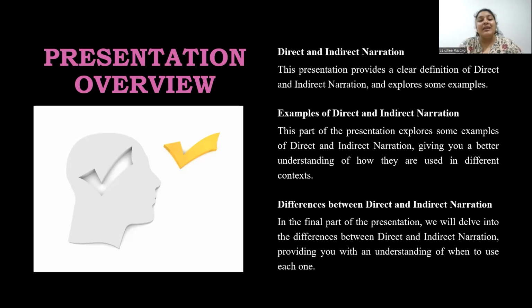So here are some key differences between direct and indirect narration. Address: direct narration addresses the reader directly, while indirect narration reports thoughts and feelings without addressing the reader. Purpose: direct narration creates a sense of immediacy and intimacy, while indirect narration creates a sense of distance or objectivity. Tone: direct narration can create a sense of urgency and immediacy, while indirect narration can create a sense of perspective and insight.